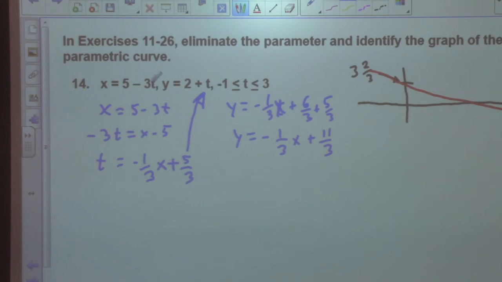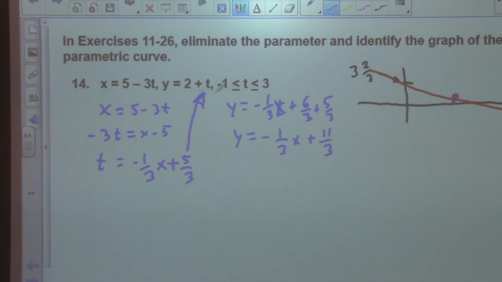So if you plug in -1, so we get 5 minus 3 times -1, that's gonna be 2, right? Well, you have -3 times -1, which is 3. So that's gonna be 8, right? Because you have minus and negative. So x equals 8, so you're starting right over here, right?